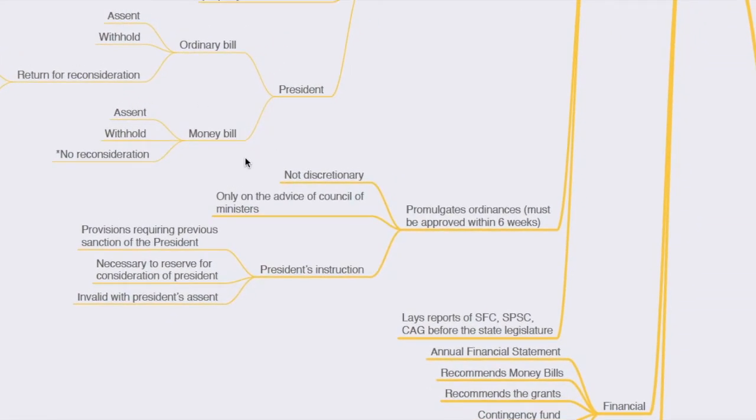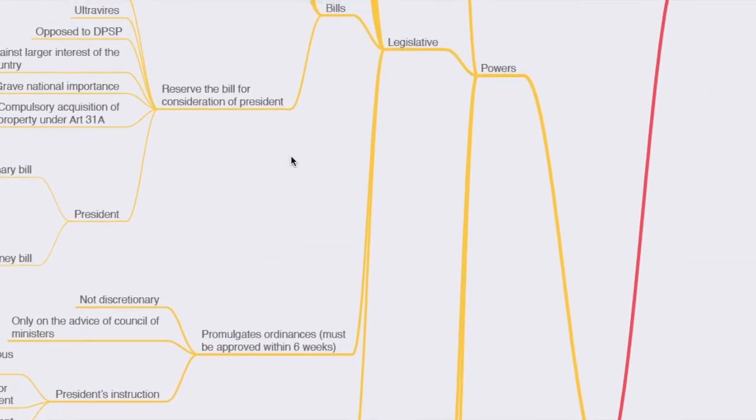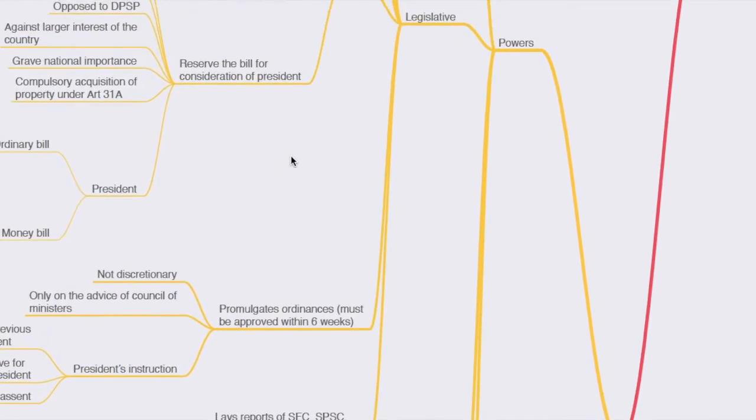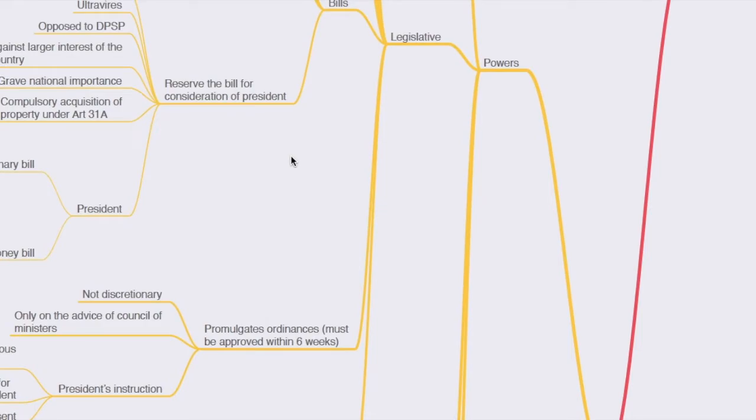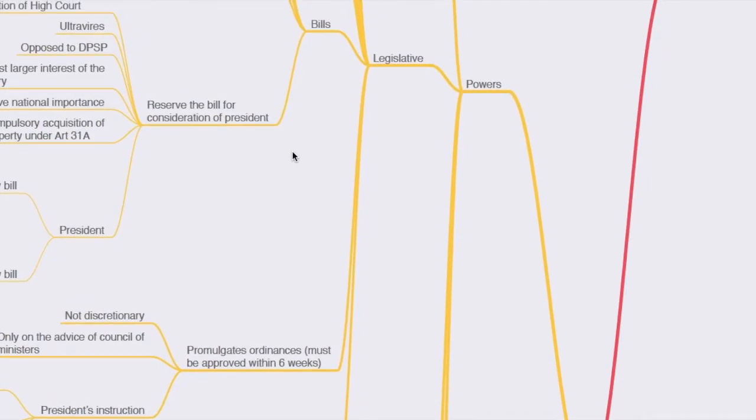Now, in case of money bill, he can either give assent to the bill or withhold the bill. However, he cannot send the money bill for reconsideration. Now, let's see for the promulgation of ordinances. So, governor even has power to promulgate ordinances.